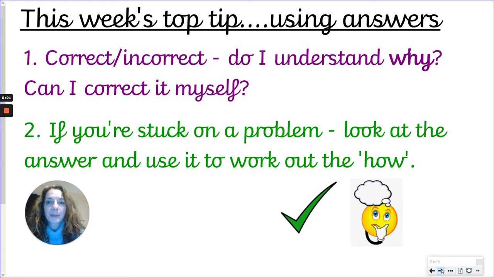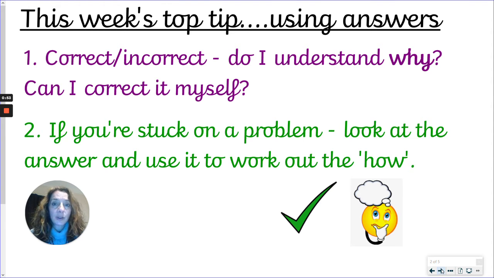Now I want to start with my top tip for the week, and this is about how you use the answers. Because you'll have seen that every day I give you the answers to the tasks, and I want you to think about how we would use those in class. So obviously in the first instance they tell us whether our answers are correct or incorrect, but then really importantly, look at those and think, if I've got something incorrect, do I understand why? Is it just a careless error? Is it a misconception? Is it that I don't understand the method? And am I able to correct it myself?